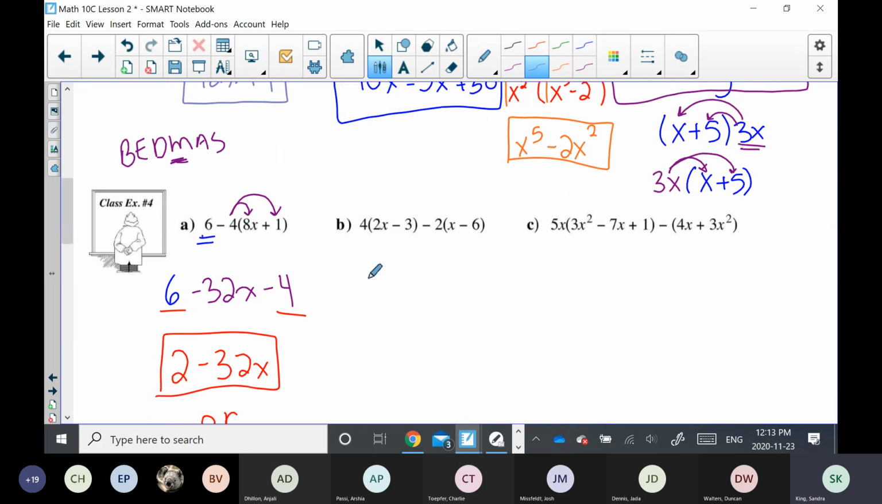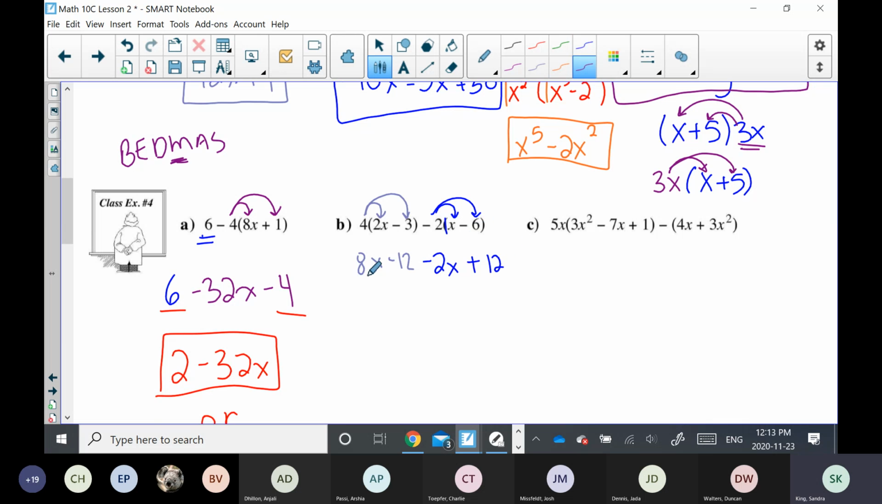Okay, so let's look at this. We've got to expand first. So this 4 only goes into the bracket, right? That 4 goes into that bracket there. So that would give me 8x minus 12. Then I have another bracket and a negative 2 in front of it. So the negative 2 is going to go into this bracket, gets distributed in. Negative 2 times 1x is negative 2x, and negative 2 times negative 6 is plus 12.